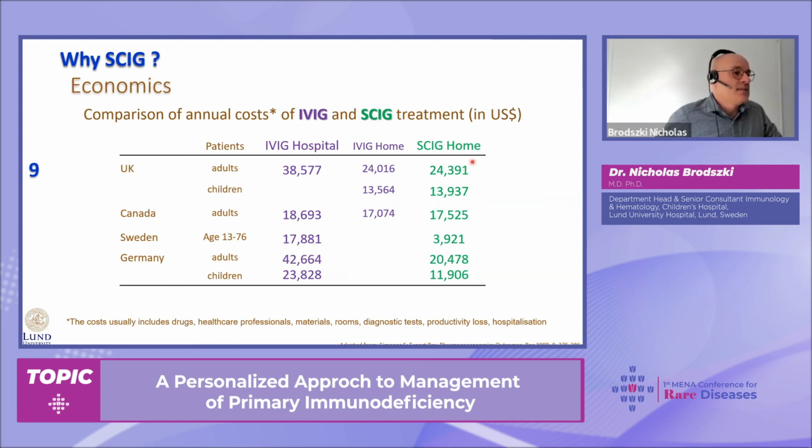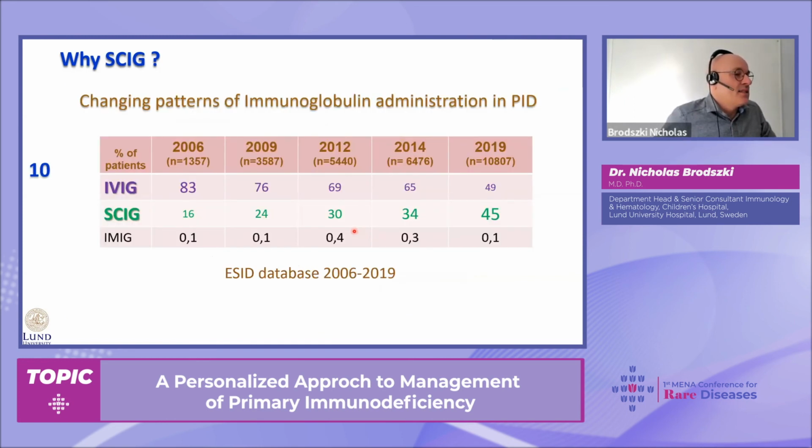As you can see, 15 years ago, this is the European database. 15 years ago, we had over 80% of our patients on IVIG. Now it's down to under 50%, while the subcutaneous treatment is increasing.